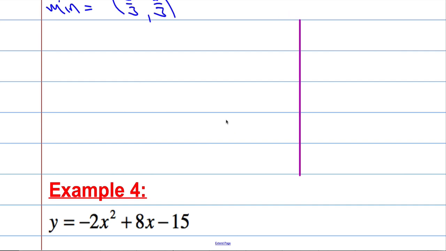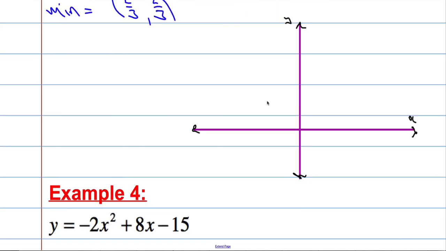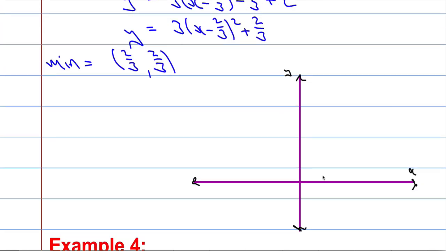Okay, so quick sketch. Now we remember that it had no roots, so it's not going to cross the x-axis. You don't need to go down too far. X and y. Alright, so what do we know? We know that the minimum is going to be at 2 over 3, 2 over 3. We can say that that's here. That's the minimum.